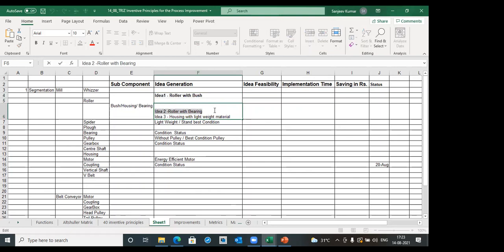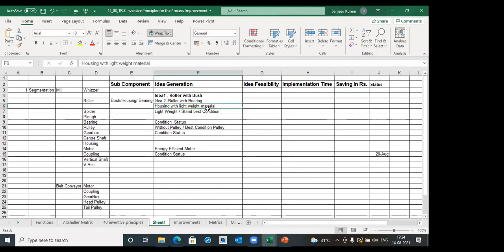You can even take away this idea 1, idea 2, idea 3. What you can write is only the ideas. Similarly, when you go for a spider, if you have 2 ideas, you create individual rows like this, so that it will help to evaluate the ideas and check the feasibility of the ideas individually.